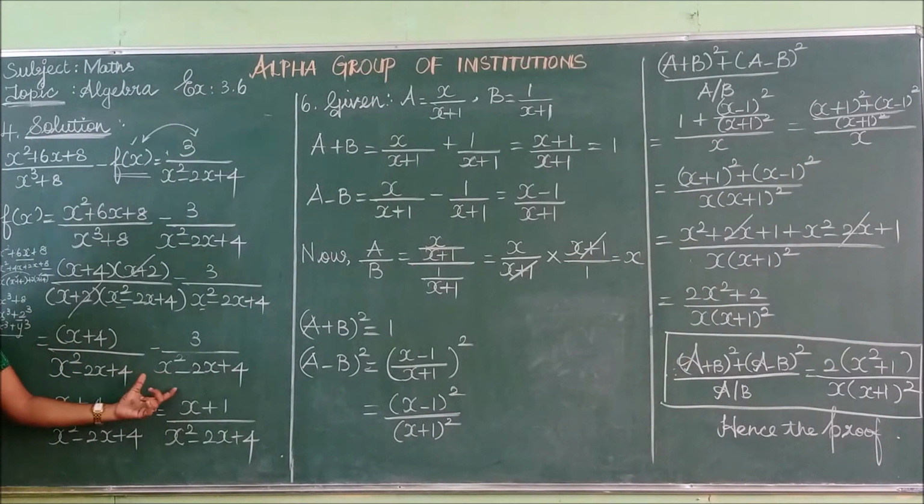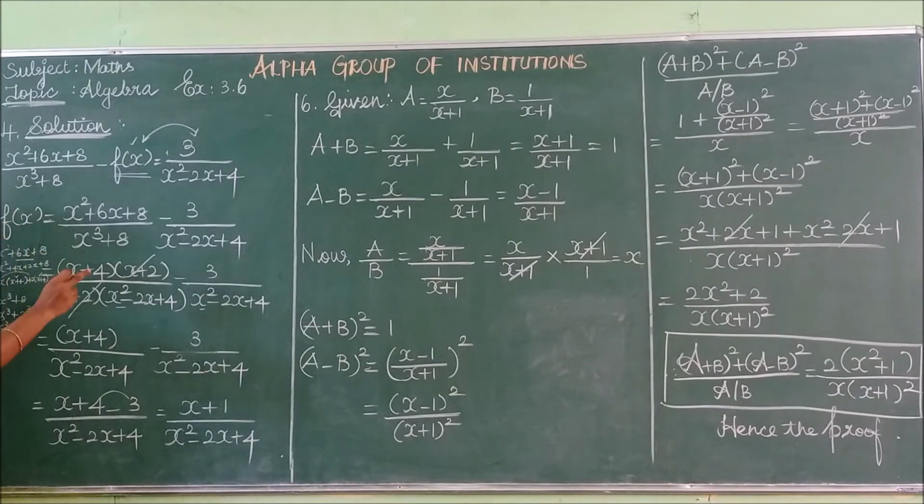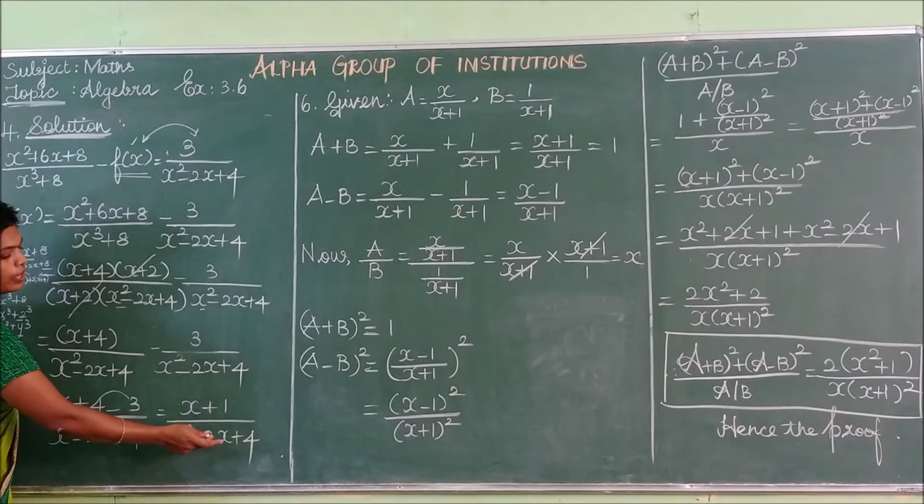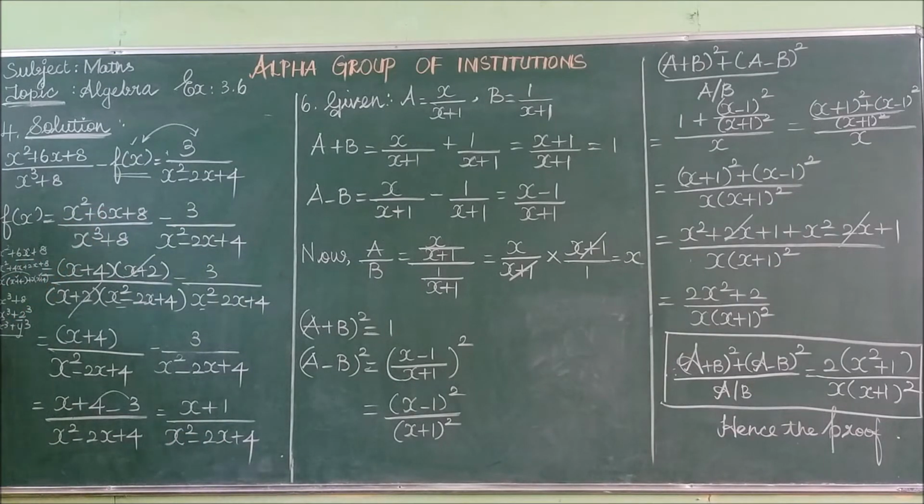So look, both contain the same denominator, so you can subtract the numerators, since the operation is negative. So x plus 4 minus 3: x can be taken as it is, and 4 minus 3 is plus 1, divided by the denominator x squared minus 2x plus 4. So listen, if you subtract (x plus 1) divided by (x squared minus 2x plus 4) from (x squared plus 6x plus 8) divided by (x cubed plus 8), you get 3 by (x squared minus 2x plus 4). If you want to check, you can check in a rough column.